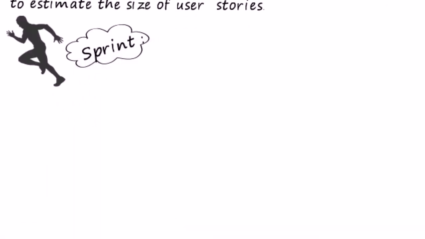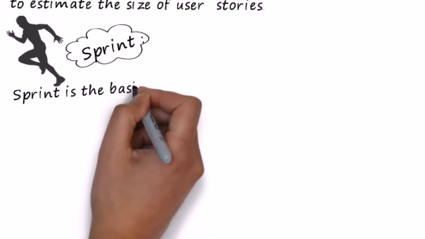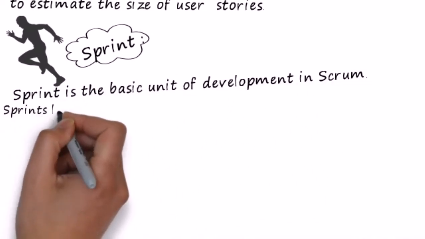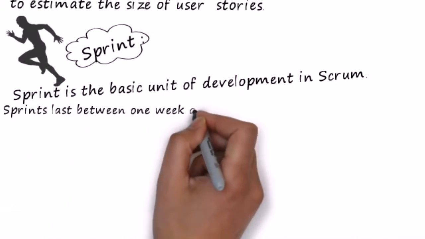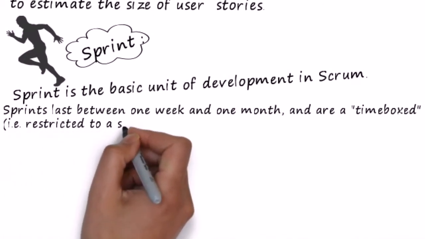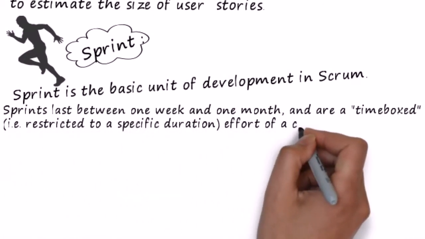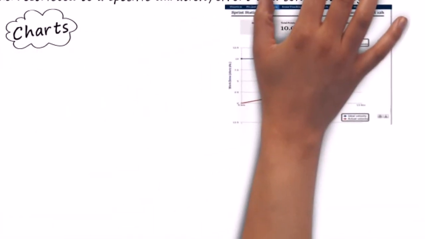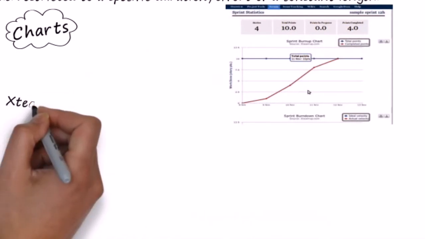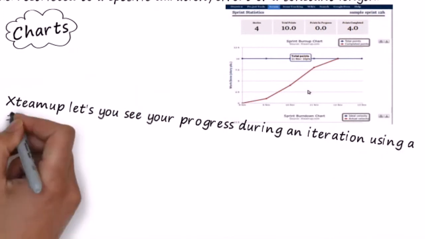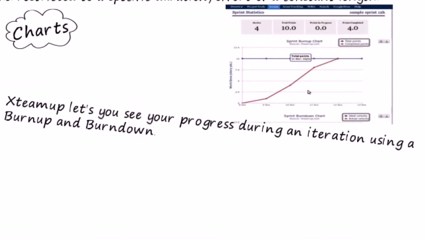Sprint. Sprint is the basic unit of development in Scrum. Sprints last between 1 week and 1 month and are a time-boxed effort of a constant length. Charts. XTeamUp lets you see your progress during an iteration using a burn up, burn down.